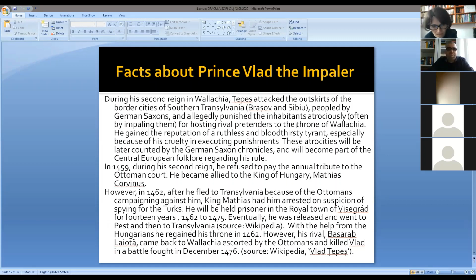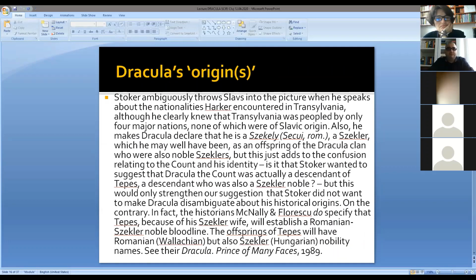With the help from the Hungarians, he regained the throne in 1476. However, his rival to the throne of Wallachia, Basarab-Lajos, came back to Wallachia escorted by the Turks, and killed Vlad in a battle fought in December 1476. This is all in very short terms, all about Prince Vlad the Impaler. We'll see the connection of these elements with the description which is found in the novel.